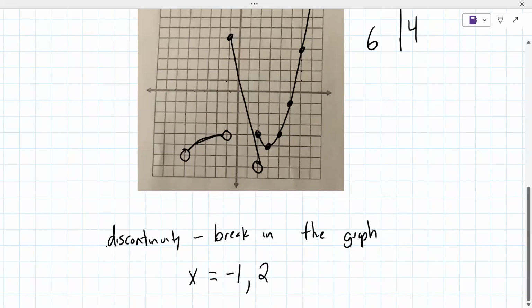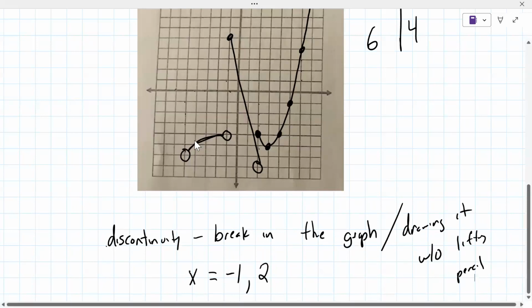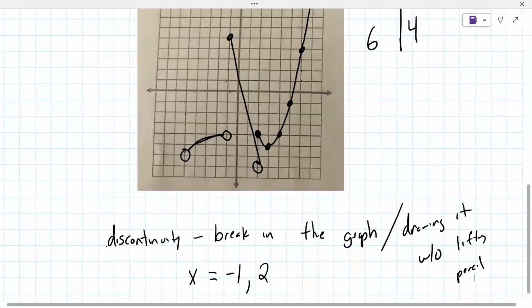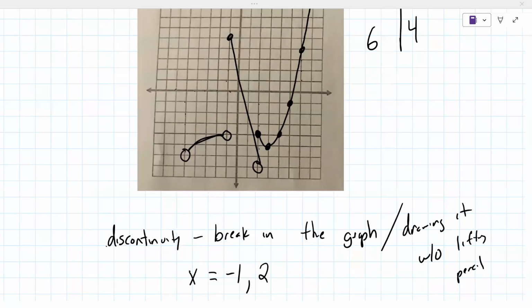The other way it's told to students is drawing it without lifting up your pencil. So if you have to lift your pencil up, you're drawing this, lift it up, drawing this, lift it up, that's discontinuous. But on the paper it also says their type, what does it mean by that?